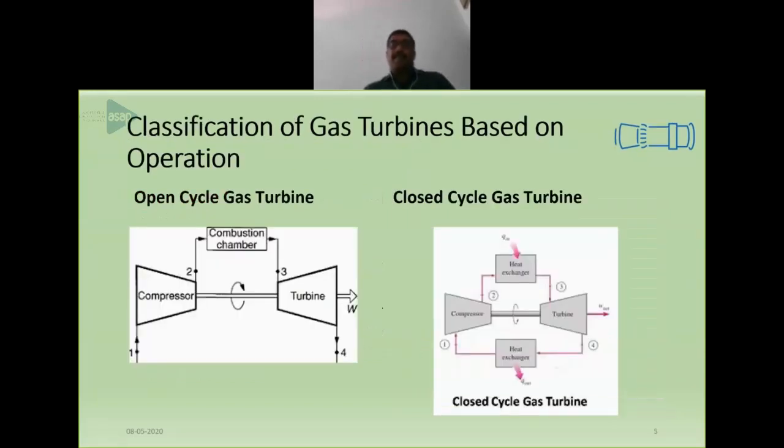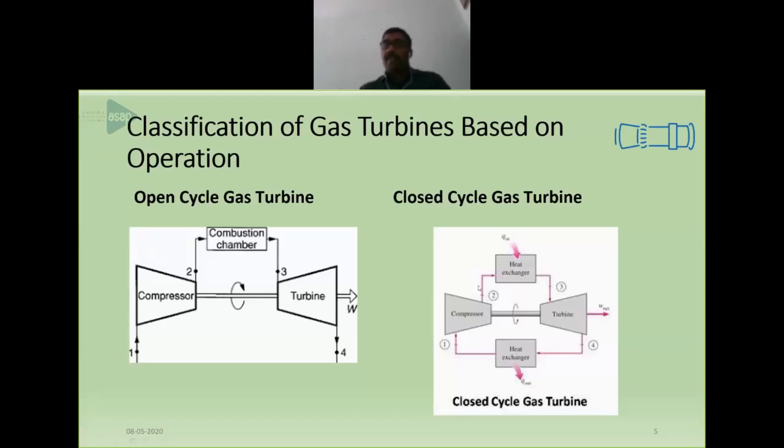Now we will classify the gas turbines. Here the gas turbines are classified based on their operation. The first category is the open cycle gas turbine. Already we have seen the operation of this open cycle gas turbine in the previous slide. That is, there is a compressor, air is sucked by the compressor, then it moves to the combustion chamber. There will be mixing of air and fuel in the combustion chamber. Then it flows to the turbine, and work is produced. From the turbine, the exhaust goes to the atmosphere.